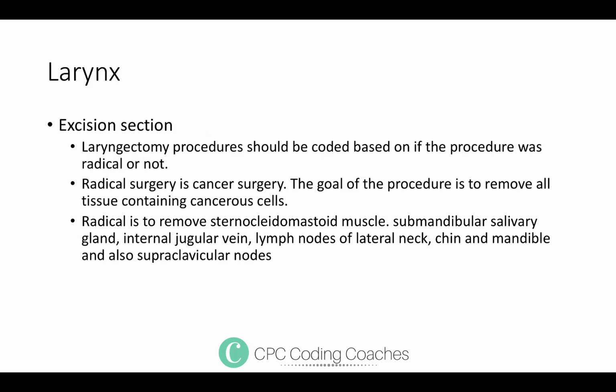Let's turn to your larynx section. In the excision section, you have a laryngectomy, and these procedures should be coded based on if the procedure was radical or not. And remember, radical is cancer. The goal of the procedure is to remove all tissue containing cancerous cells. Radical is to remove sternocleidomastoid muscle, submandibular salivary gland, internal jugular vein, lymph nodes of lateral neck, chin, and mandible, and also supraclavicular nodes.